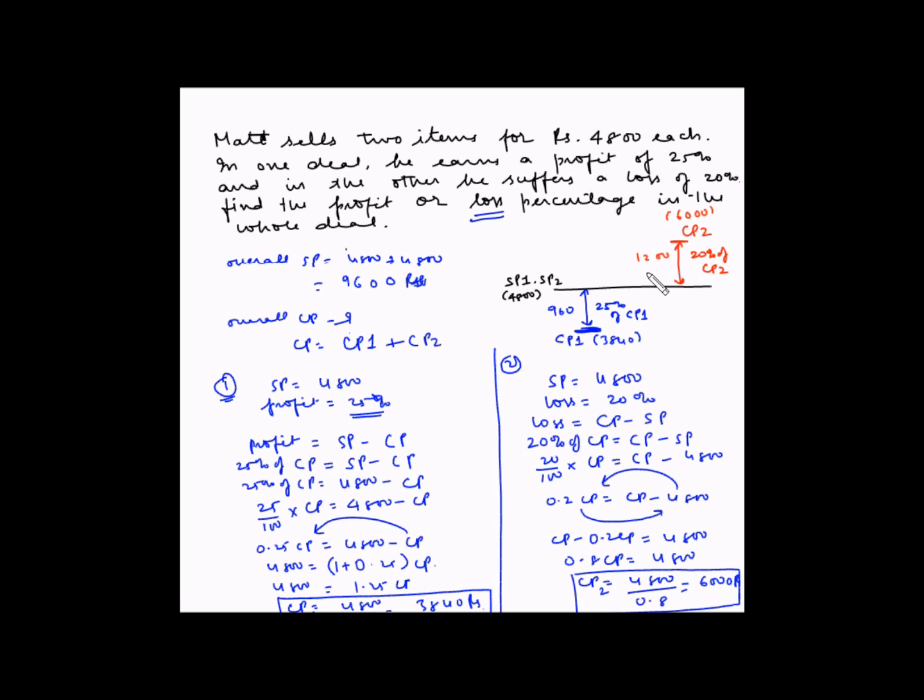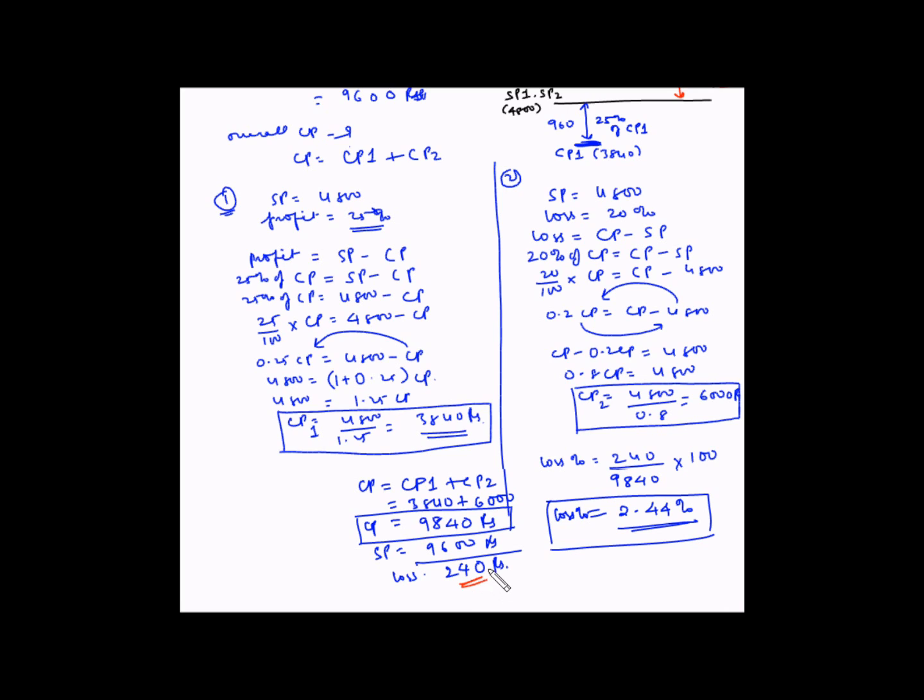Now here we can see that the loss made in the second deal is bigger than the profit made in the first deal, and of course our selling price for both the deals is the same. So overall we have made a loss of 1200 minus 960. So 1200 minus 960, so this is 4, and 11 minus 9 is 2. So 240 rupees is our loss, and that is what we found here as well.